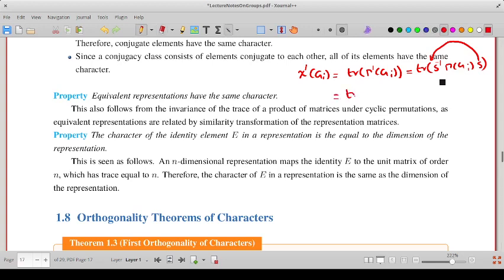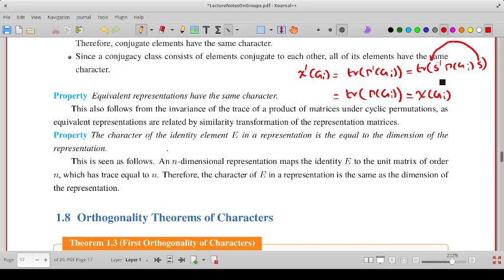So this will be equal to the trace of gamma Gi, which is the character of Gi in the representation gamma, which we write as chi of Gi. So that means the character of a representation is the same in all equivalent representations. In gamma dash as well as in gamma, the character of a given element Gi is the same.